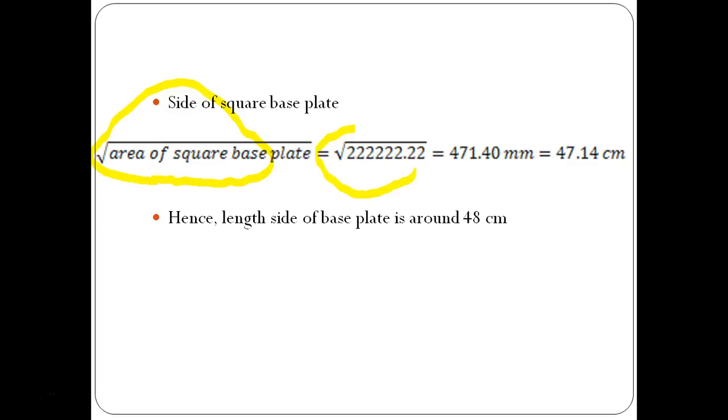By a very simple formula, sigma equals stress equals load divided by area. From there he can calculate area equals load divided by stress, where the stress is that particular 0.45 FCK. It is already given, and the load is already given. Once you get the area, the side of the square base plate is very simple: square root of the area, since it is a square base plate. Such kind of question can be solved with this kind of logic.